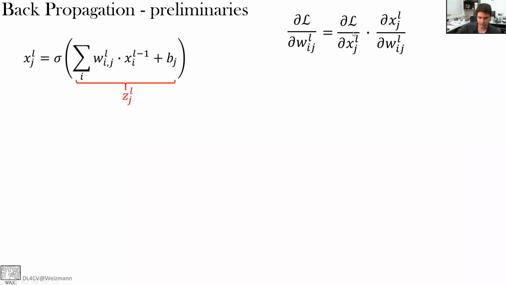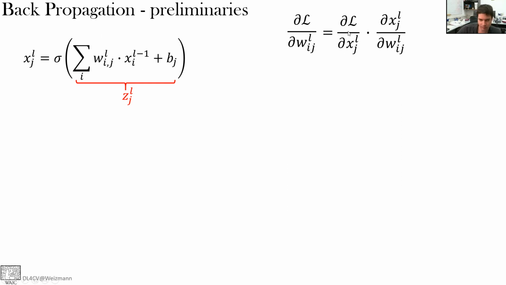Okay? Do you mean by DL by DZ, JL, or by DX? Sorry, shouldn't there be the derivative with respect to Z, JL? No, I don't have Z yet. Look what we have here.